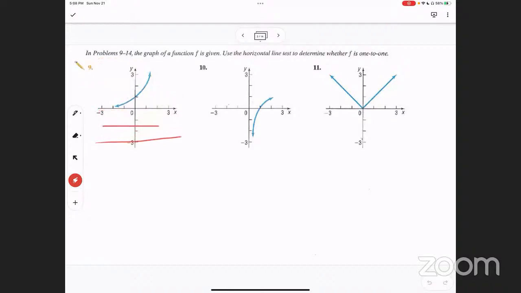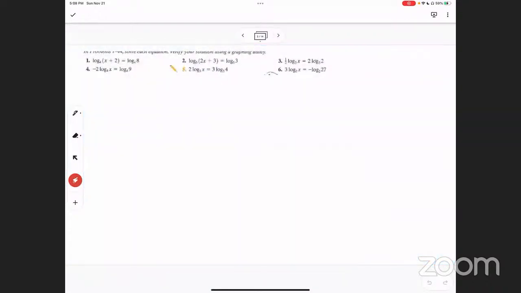So you can see that this one is one-to-one because I'm never going to touch it twice. This one is one-to-one because I'm not going to touch it twice. And this one is not one-to-one because I can touch it twice. So this one does not have an inverse that is a function, whereas these ones do have inverse functions. Got it? Yes. All right.